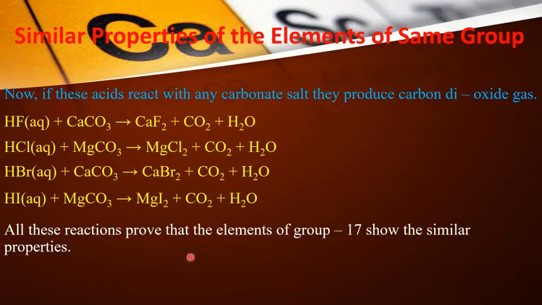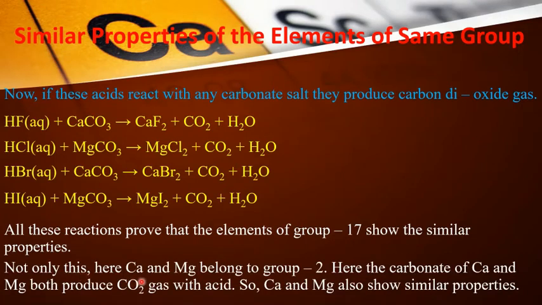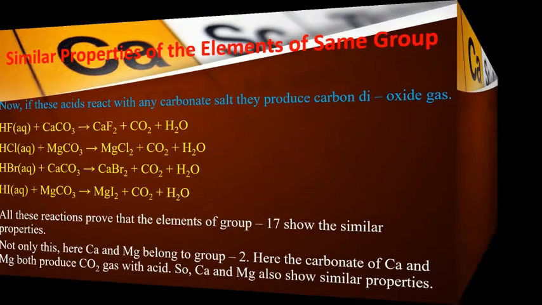All these reactions prove that the elements of group 17 show similar properties. Not only this, here calcium and magnesium belong to group 2. The carbonates of calcium and magnesium both produce carbon dioxide gas with acid. So calcium and magnesium also show similar properties.